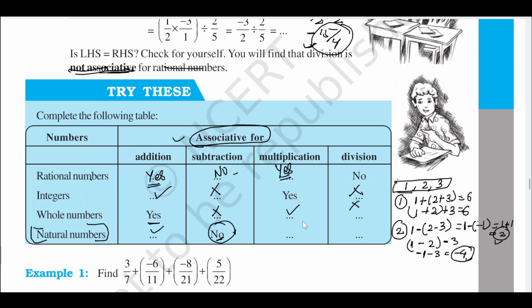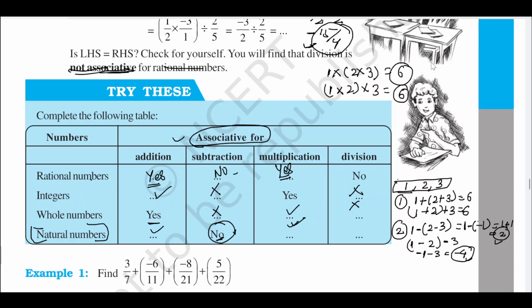In case of multiplication, we will see with our example 1, 2, and 3. So 1 multiplied by, inside the bracket, 2 into 3. How much are we getting? 6. 1 into 6 is 6. And if we change the position of the bracket, keeping the third one outside, in this case also we are getting 6. So yes, for multiplication it is being followed.